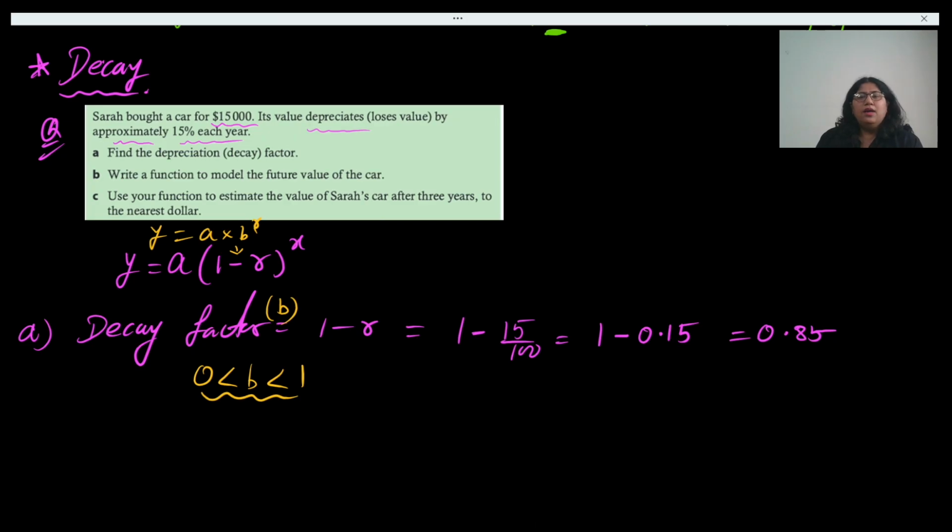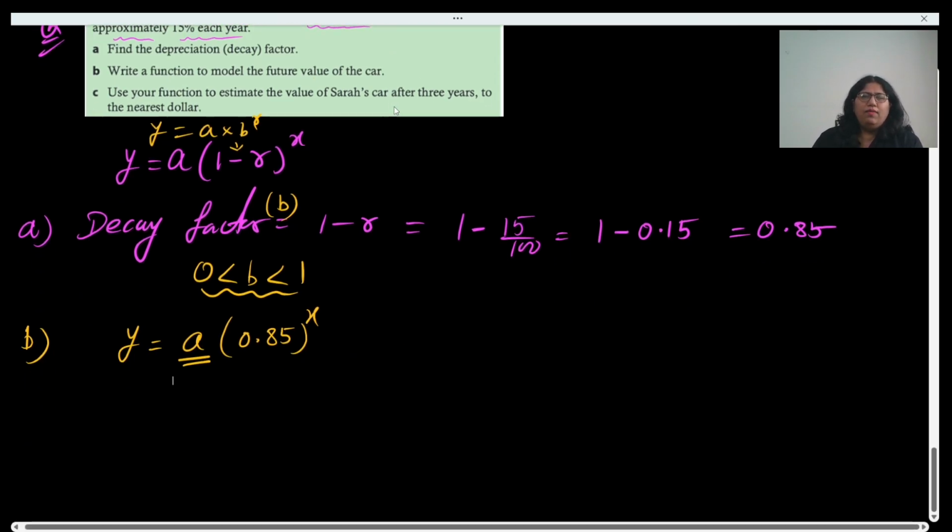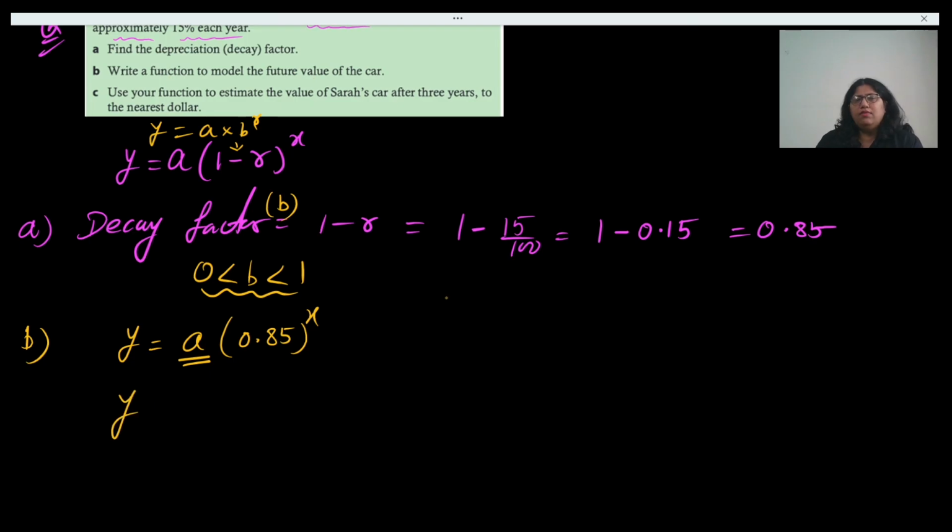That means it's a decay factor, or there is an exponential decrease. Now what is written here? How to write down the function to model the future value of the car. So y is equal to a times 0.85 to the power x. Now the start value, the original value, was 15,000.